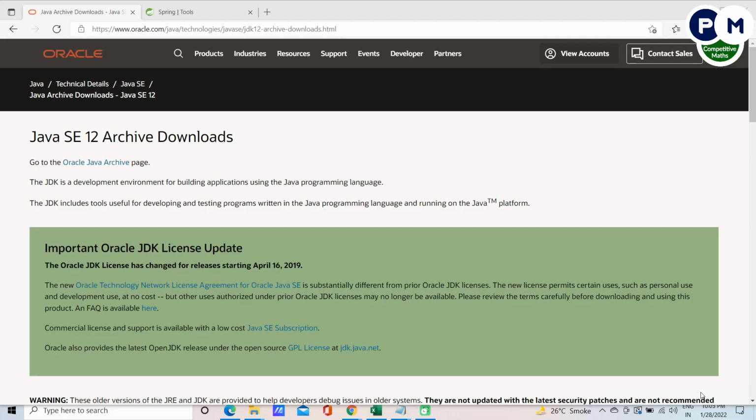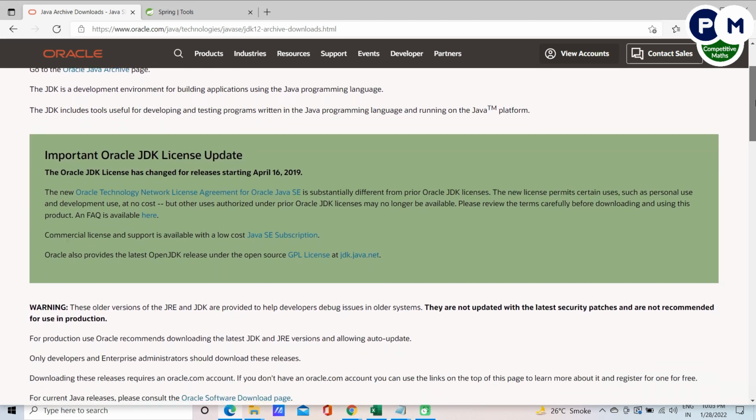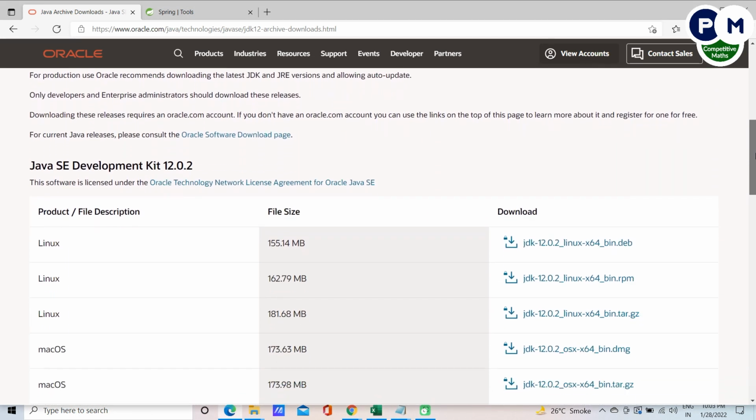Java is a high-level, class-based, object-oriented programming language that is designed to have as few implementation dependencies as possible.